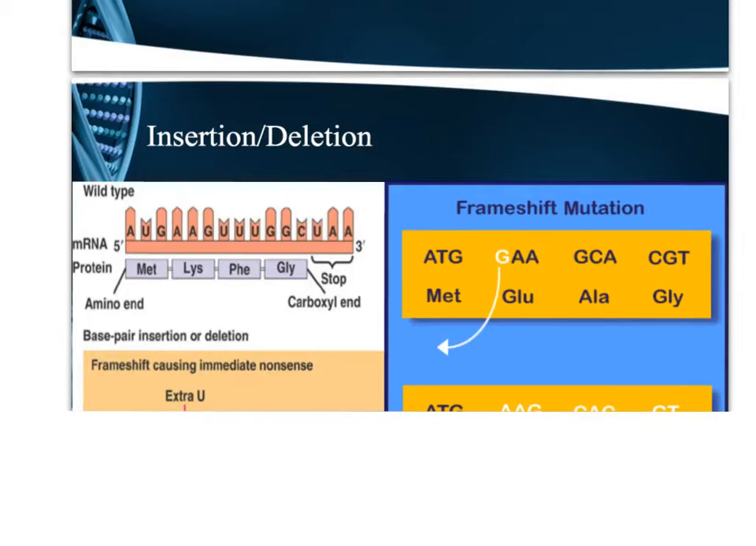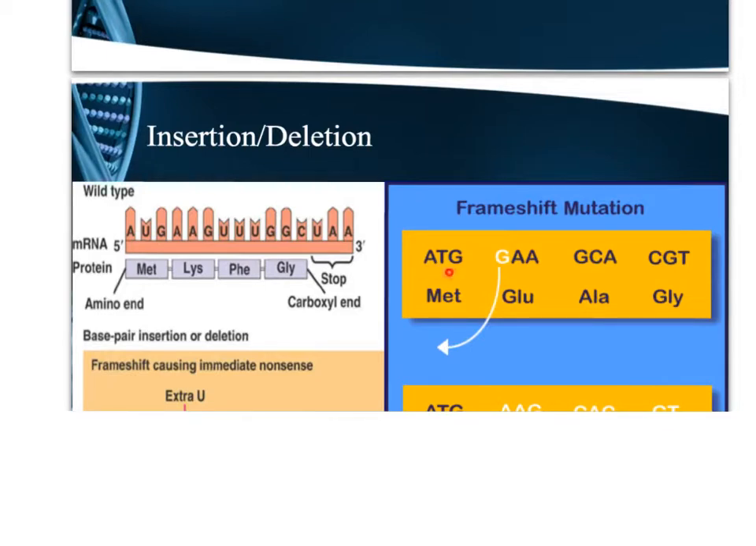Notice right here that this says ATG and then GAA. Well, let's say that G was taken out. Now, what I drew on the last slide, that I added, that was an insertion. What they're showing you here is a deletion. So this is a deletion frame shift mutation.